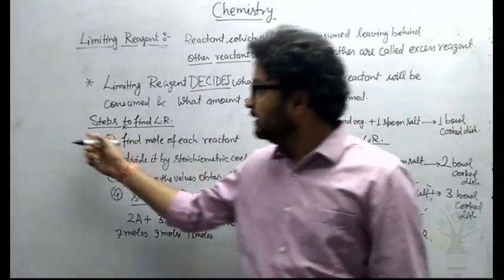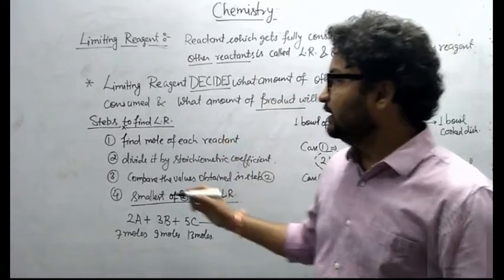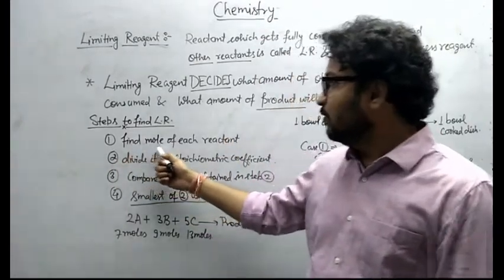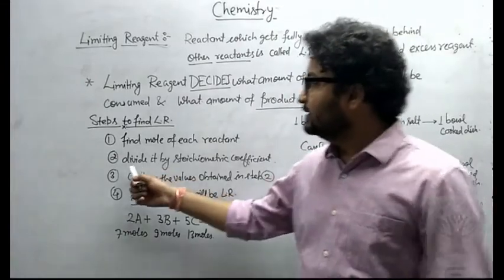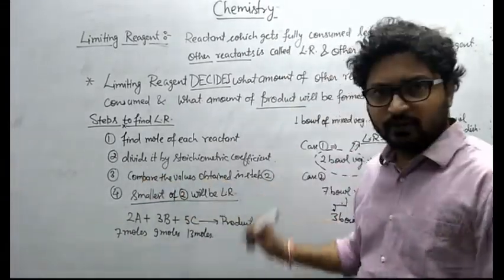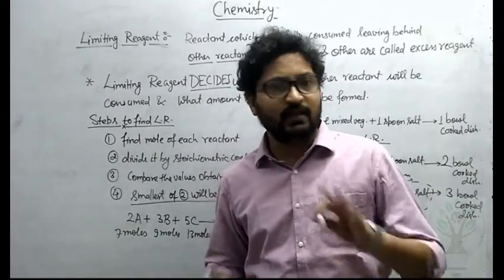Now let's see the steps to find the limiting reagent. How do we find the limiting reagent? The first step is to find the moles of each reactant. Second is to divide by the stoichiometric coefficient. So whatever the stoichiometric coefficient of that reactant is, you will have to divide by that.